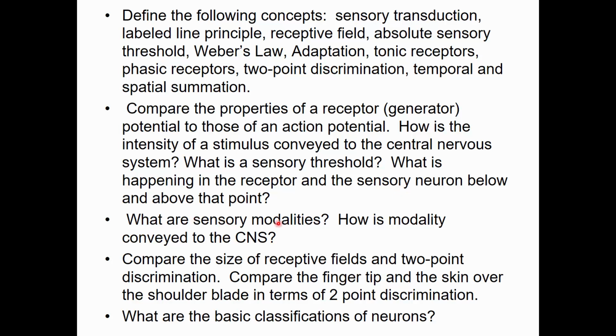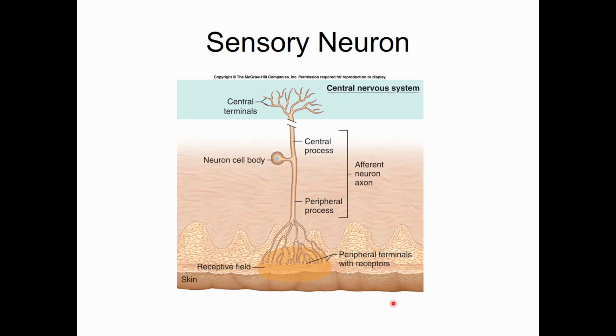We need to know what sensory modalities are. Those are basically different kinds of sensations and how those are conveyed to the CNS. We're going to talk about the size of a receptive field, how that influences two-point discrimination. We need to compare, say, a highly discriminating part of the body like the fingertip and a less discriminating part like on the shoulder blade in terms of two-point discrimination and with the basic classifications of neurons.